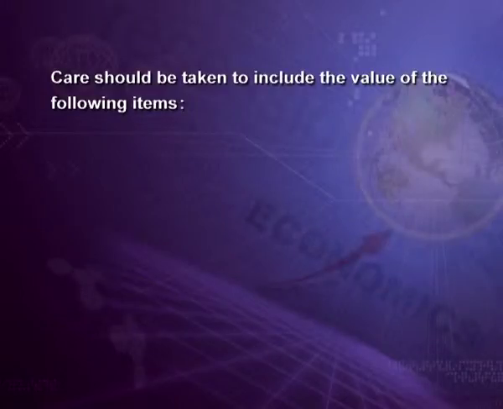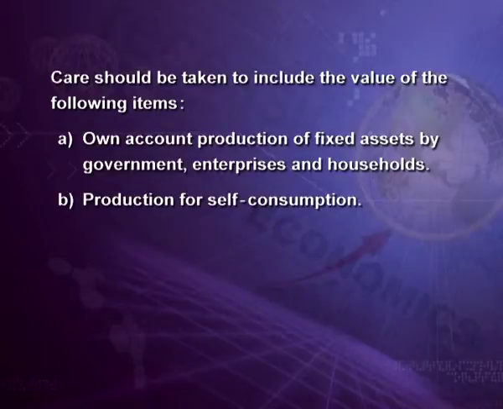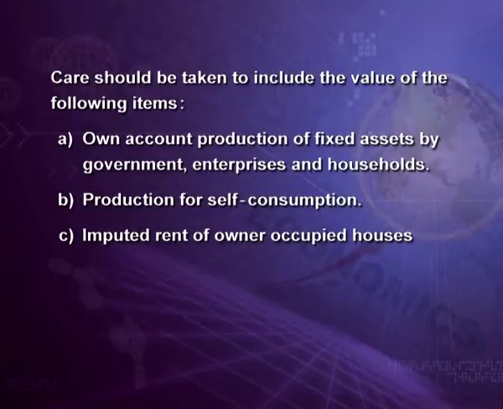Care should be taken to include the value of the following items. First, own account production of fixed assets by government, enterprises and households. Second, production for self-consumption, which is not sold. Third, imputed rent of owner-occupied houses.